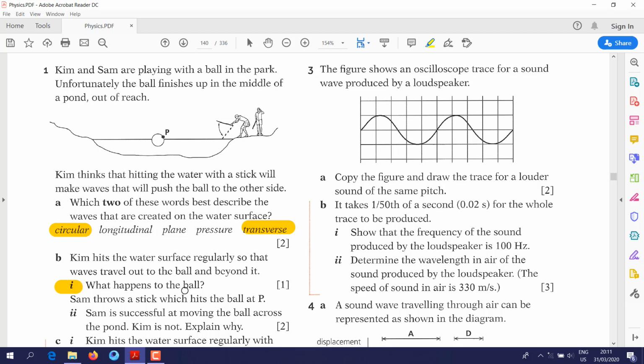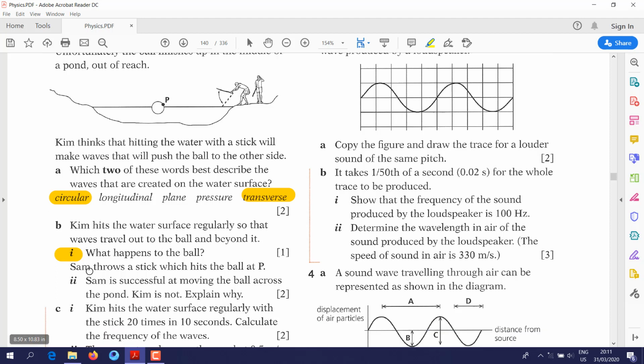What's the meaning of the ball oscillates up and down? It means the ball moves up, down, and so on. Then Sam throws a stick which hits the ball at P. This is Sam. He throws a stick. This stick hits the ball at this position.